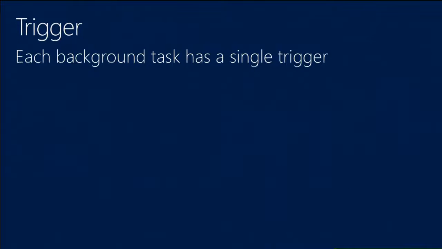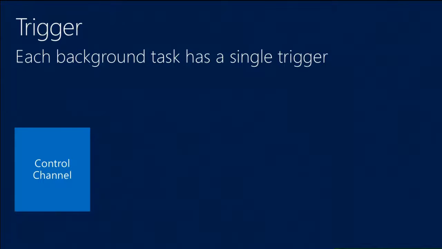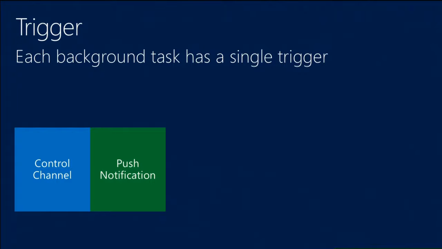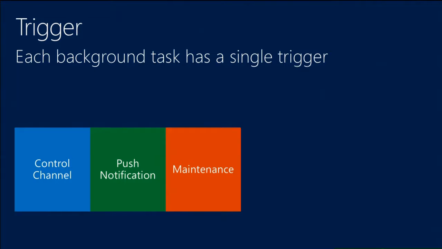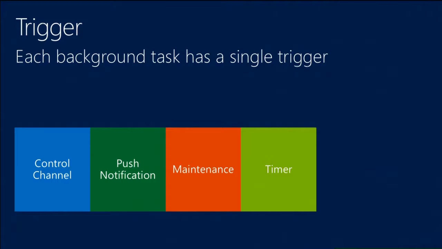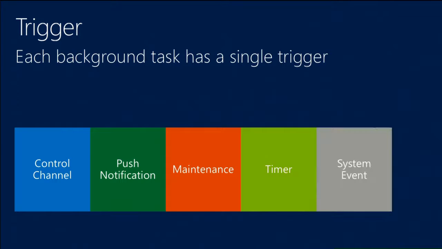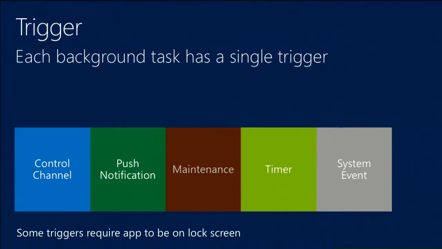Now, each background task has a single trigger, something that fires it off. And we're going to talk about 5 triggers today. First one's a control channel, which is your real-time communications, your socket communications, and that type of thing. Push notification, if you're using the Windows push notification services. A maintenance and a timer, which are your 2 time-based triggers. And then your system event, which is kind of a catch-all of things of what's going on in the device.